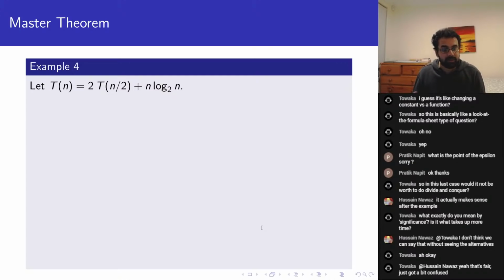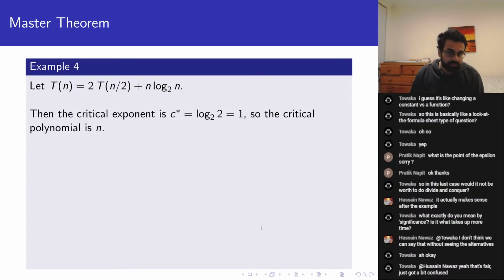This looks very similar to example 2, right, where the last term was linear and the answer overall was n log n. But we're going to see that this one doesn't fall so neatly into really any of the examples. We'll use the same framework. A and B are both 2, so the critical exponent is 1, and the critical polynomial is n. So to classify this, we're going to compare n log n with n. Which of those dominates? What's the Landau notation relationship between n log n and n?